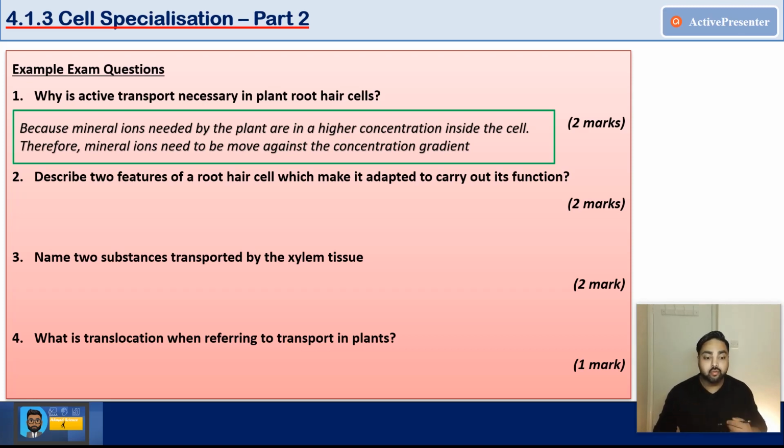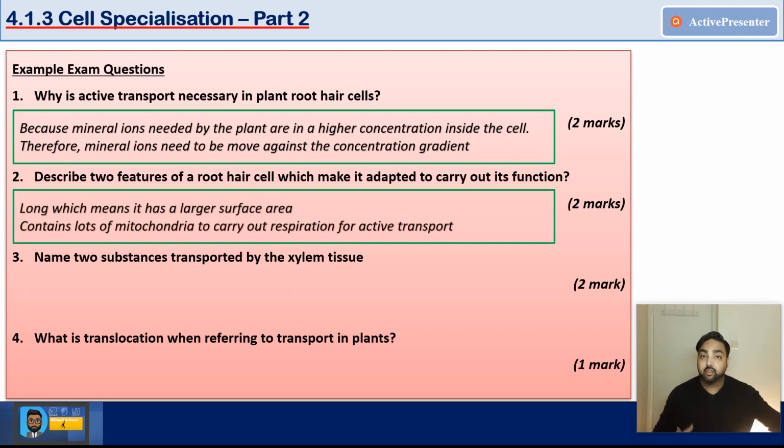Describe two features of a root hair cell which make it adapted to carry out its function. Well, you could choose any of the two that you took down in your notes. However, the two that I chose were that it's long, which means it has a larger surface area, and it contains lots of mitochondria, which allow it to carry out respiration for active transport, what I referred to earlier in question number 1. However, one thing I want you to notice is it says describe two features. So I haven't explained it or linked it to its function. I've just said what the two features are and given a description about them. So just be clear in your head the difference between describe and explain.